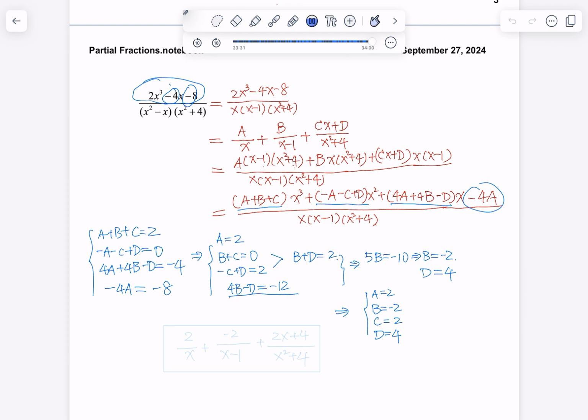And the final partial fraction decomposition would be 2 over x plus minus 2 over x minus 1 plus 2x plus 4 over x squared plus 4. This will be the final answer.